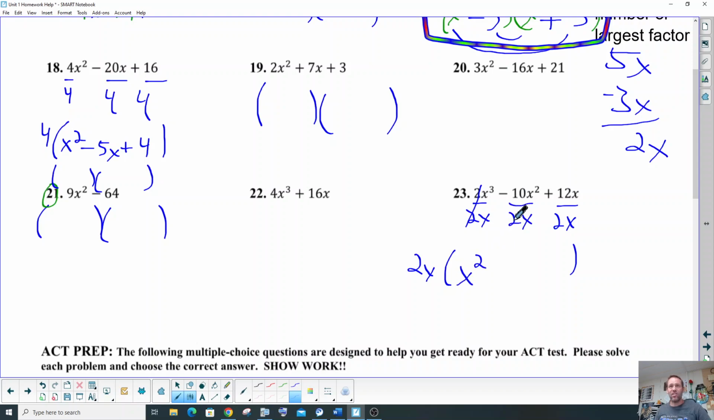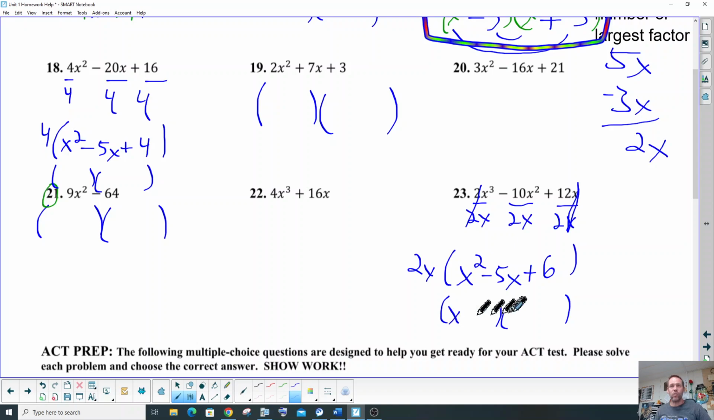Negative 10 divided by 2, what's that? Yep, that's negative 5. x squared divided by x becomes just an x. And then x divided by x, anything divided by itself, just cancels. And then 12 divided by 2 is 6. Nice. So there's one more set of factoring we need to do now that we've pulled out the 2x and made it a heck of a lot easier.